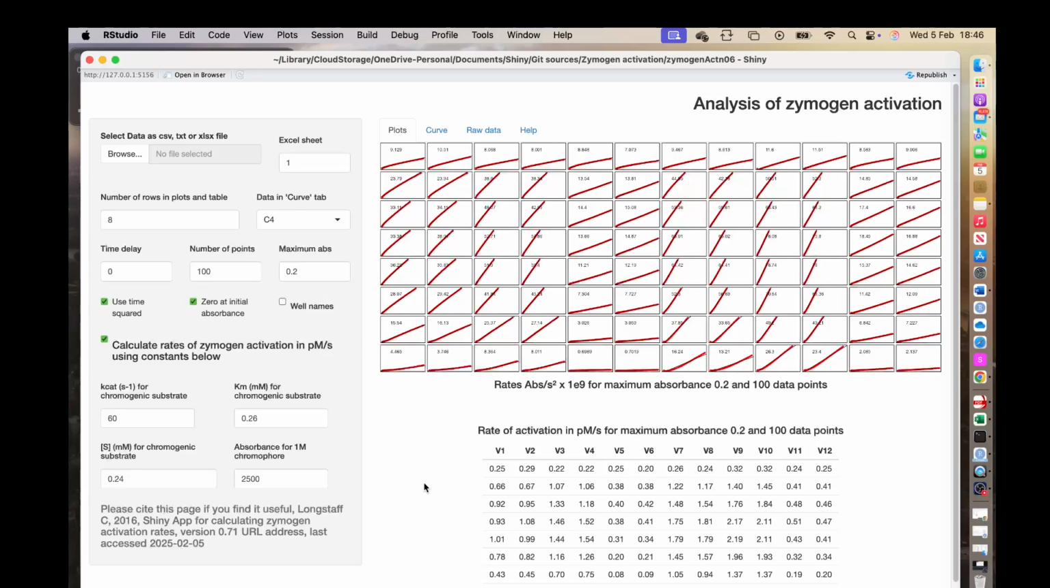There is a lot to think about when performing zymogen activation reactions to get the most out of your data. I hope this explanation of data analysis using this app is helpful. However, if you have questions or run into problems using the app, I am always keen to help.